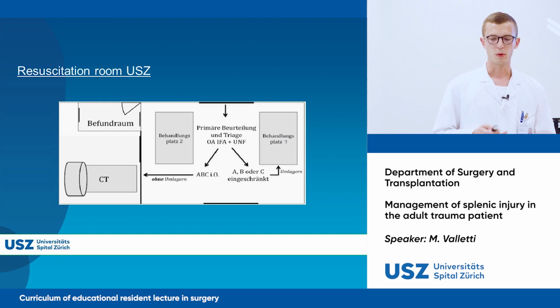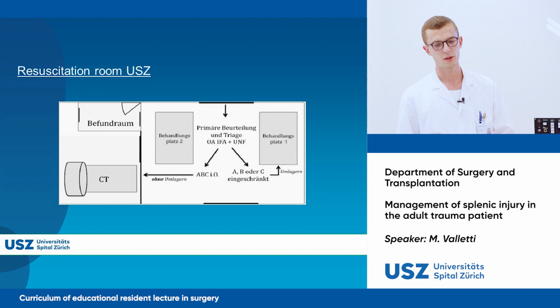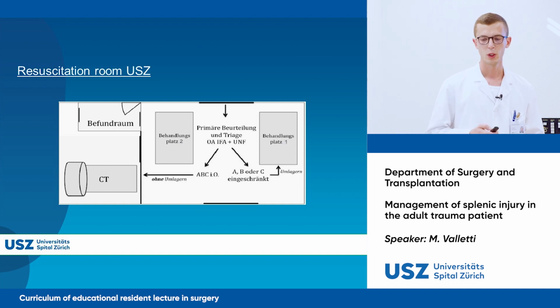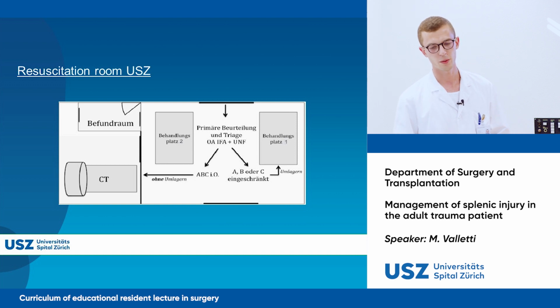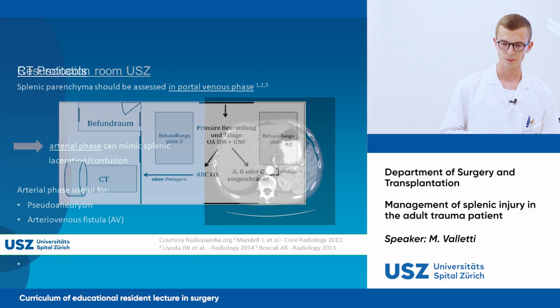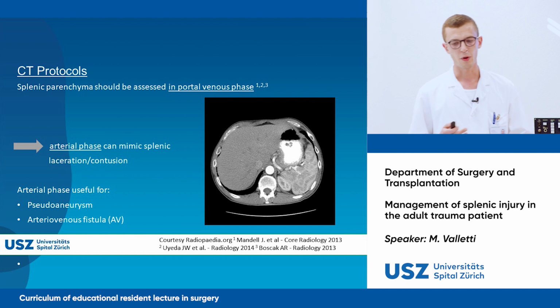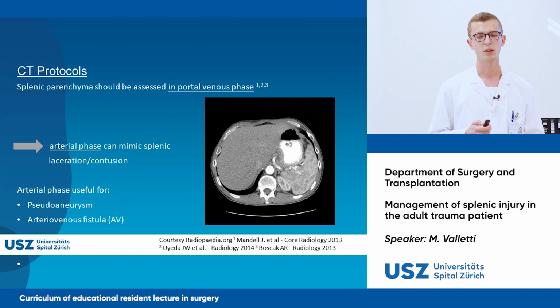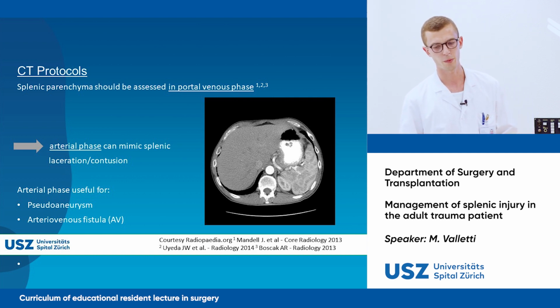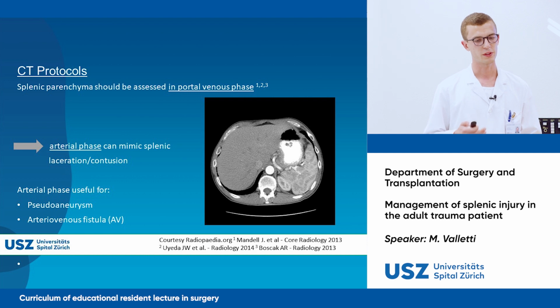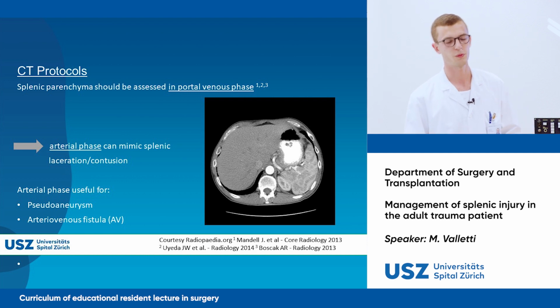In USZ, we perform in trauma patients an arterial phase of the thorax and the upper abdomen and a venous phase of the entire abdomen, which is especially important for the examination of the splenic patient. In fact, splenic parenchyma should be assessed in the portal venous phase, as the arterial phase can mimic splenic laceration, as shown in the picture above. Arterial phase is more useful to detect, for example, pseudoaneurysm or arteriovenous fistulas.